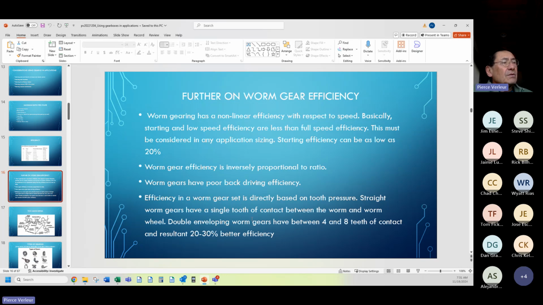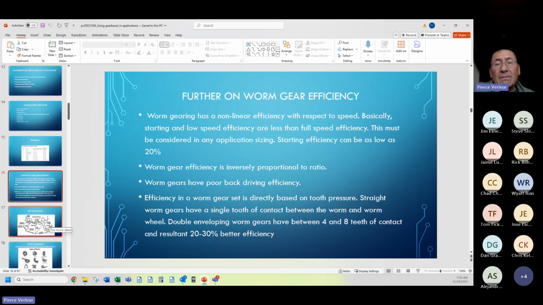Double enveloping worm gears have much better efficiencies than standard worm gears. It's one of the reasons that Cone Drive, which is a company that we represent, so full disclosure, is so successful in applications where standard worm gears cannot play, because the efficiency of the double enveloping worm is much better. The sliding friction as you start is spread out over 4 to 8 teeth of contact instead of just one. That makes all the difference in the world in the efficiency of double enveloping worm versus single enveloping worm.